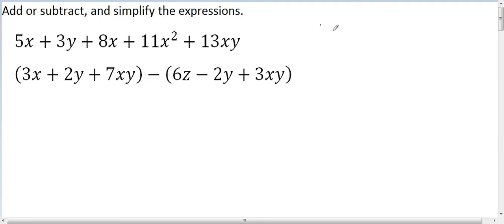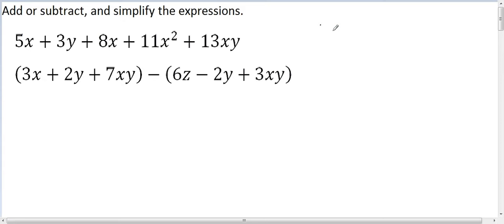Polynomials are sums and differences of monomials. When we add two monomials together, we call the sum a binomial. When we add three monomials together, we call the sum a trinomial. These sums and differences can be simplified by combining like terms. Like terms are monomials with the same variables and equal corresponding exponents.